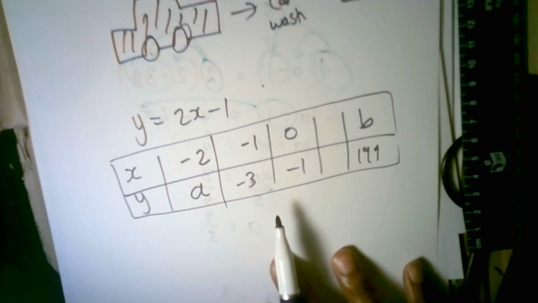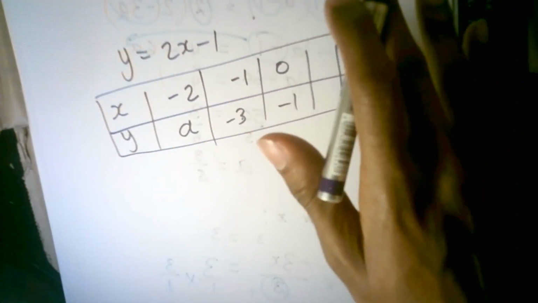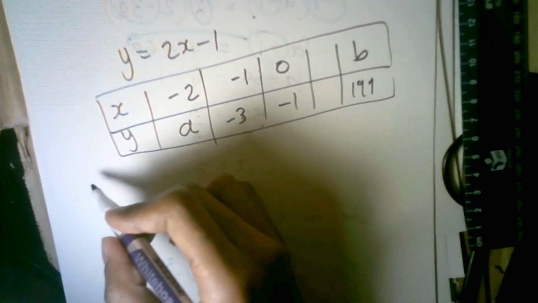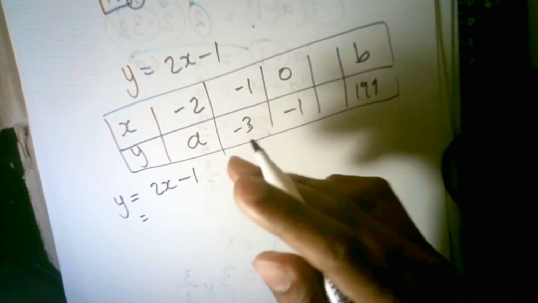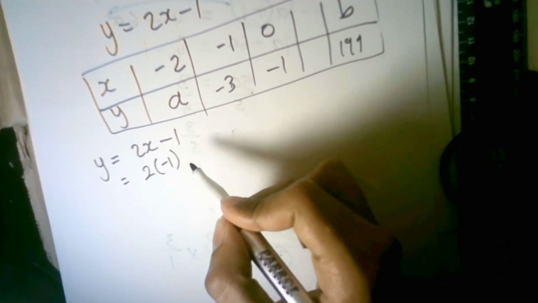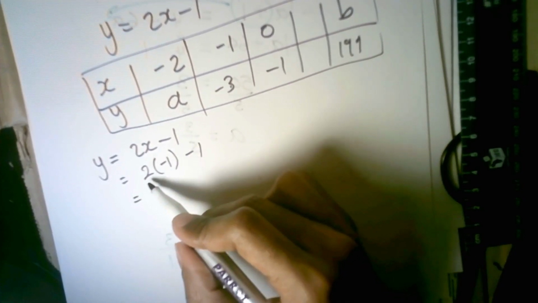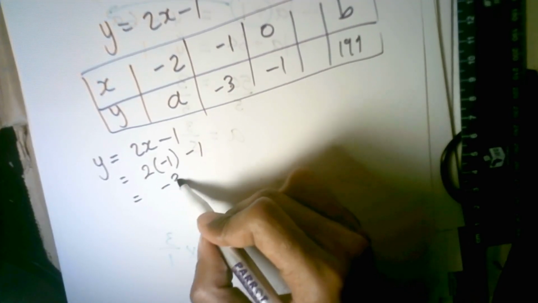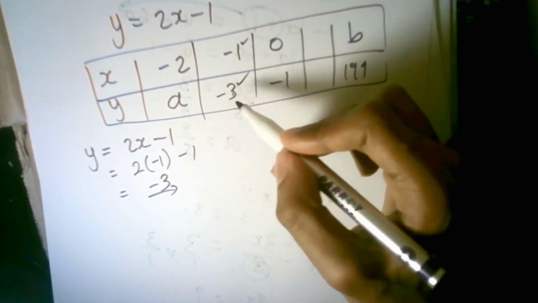In a sense, the x values are our input values, and the y value is the clean car. It's the output values. So let's do that. I'm given the equation y is equal to 2x minus 1, right? Where I see x, I'm going to substitute -1 in the place of x. So what is the y value? It's 2 multiplied by -1 is -2. -2 minus 1 is -3. So that is why when x is equal to -1, y is equal to -3.